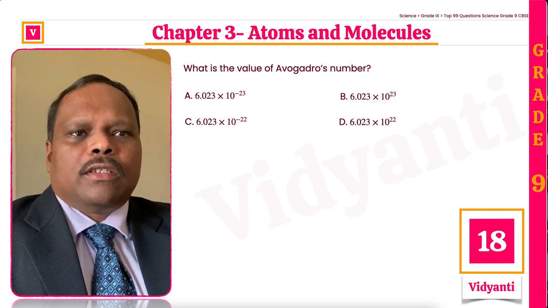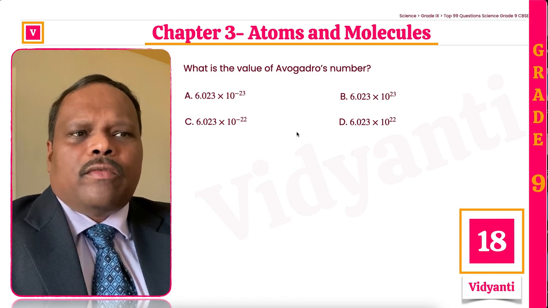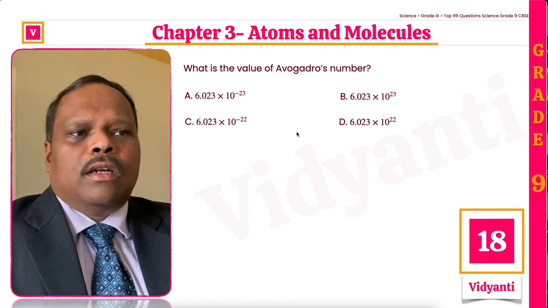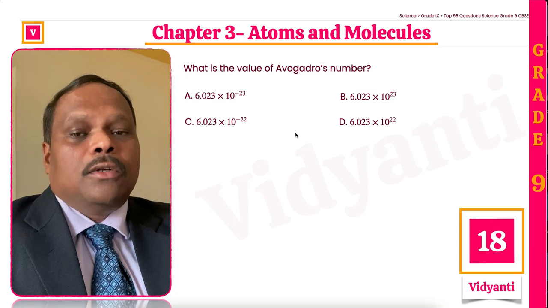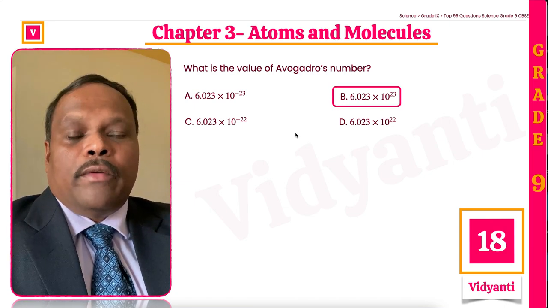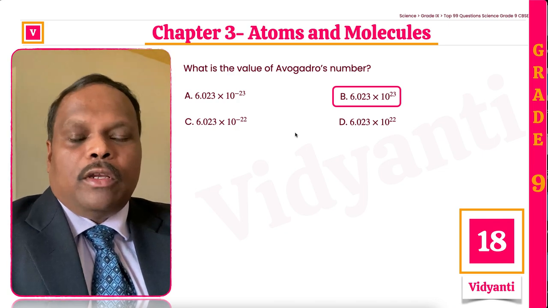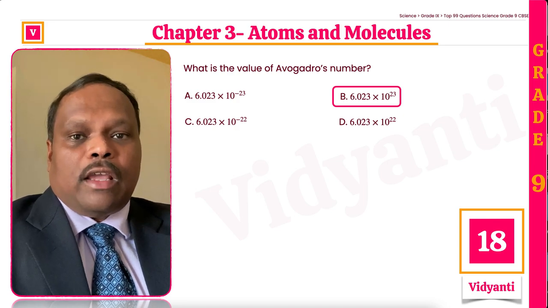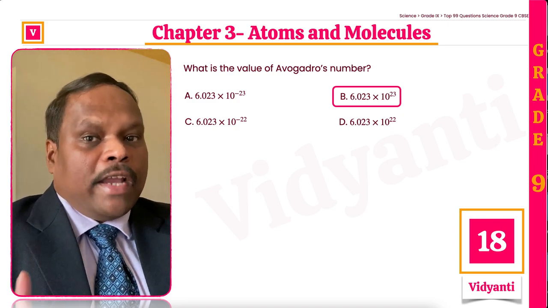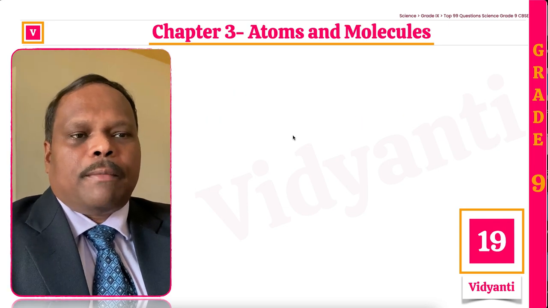Atoms and molecules, chapter 3 still going on. Question number 18. What is the value of Avogadro's number? This we have to remember. It's 6.023 into 10 raised to 23. Avogadro's number is like a huge number. So many molecules, when they are combined together, we get 1 mole. So it's not minus 23, it's actually plus 23. So 10 raised to plus 23.